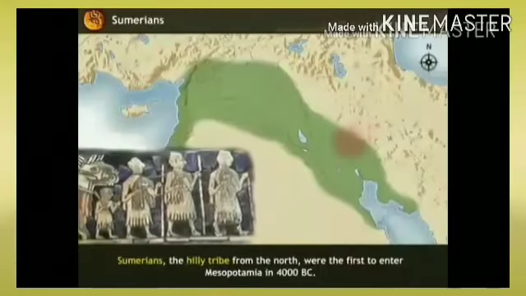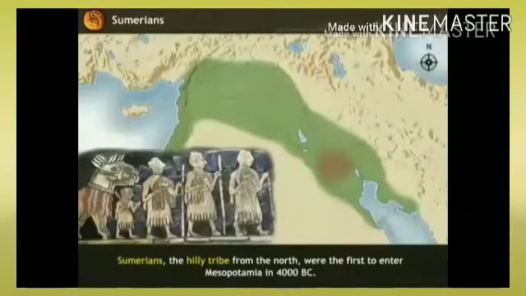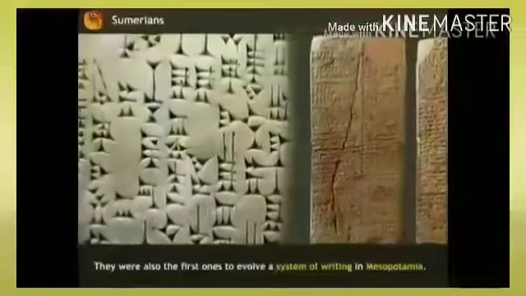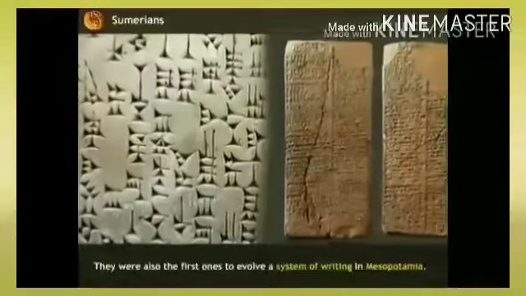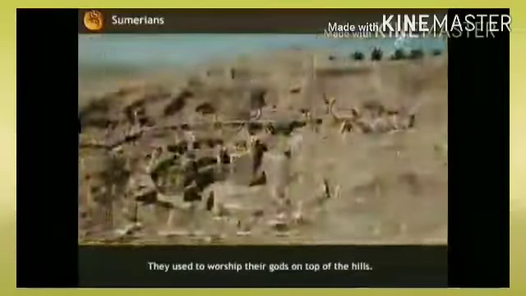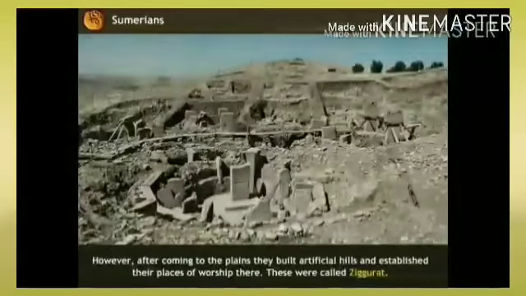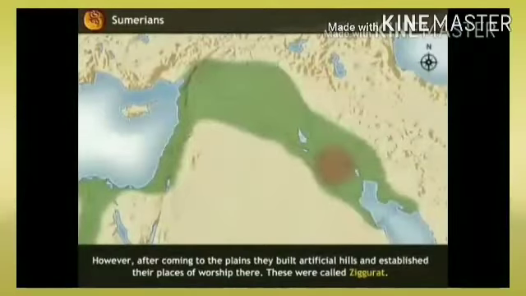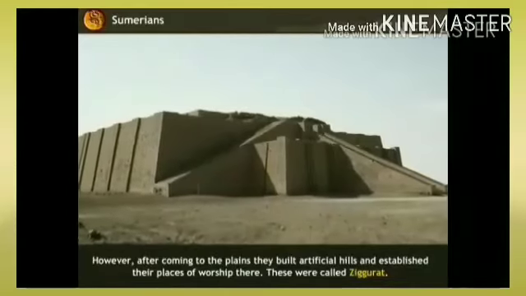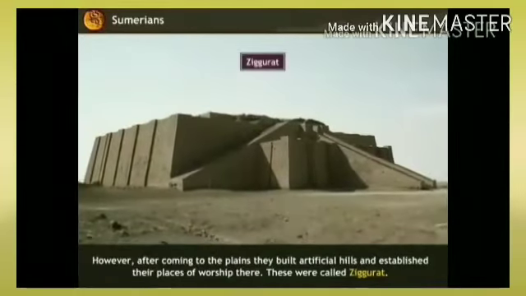Sumerians, the hilly tribe from the north, were the first to enter Mesopotamia in 4000 BC. They were the first ones to evolve a system of writing in Mesopotamia. They used to worship their gods on the top of the hills. However, after coming to the plains, they built artificial hills and established their place of worship there, and they were called ziggurats. About 4000 years ago, this brilliant civilization died out. For a long time, it remained a mystery.